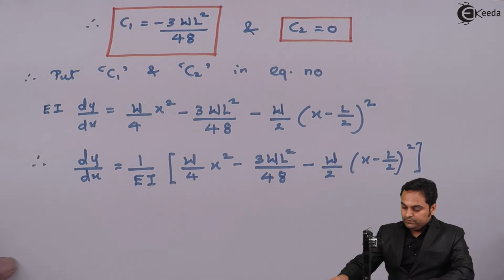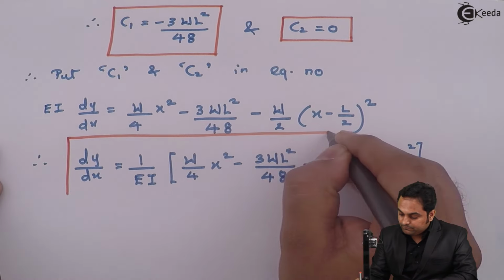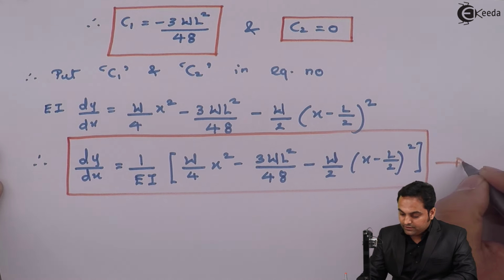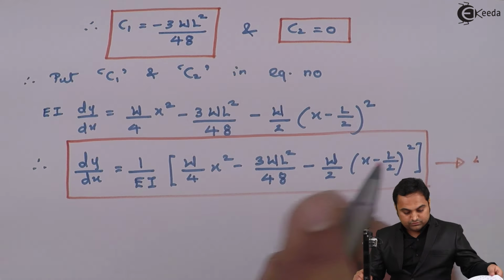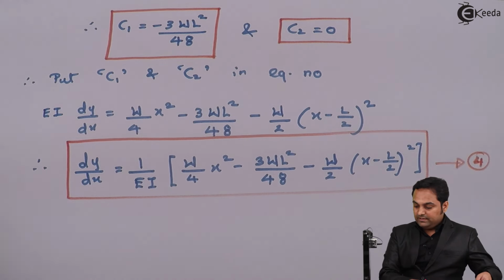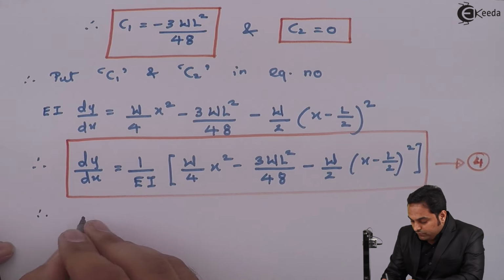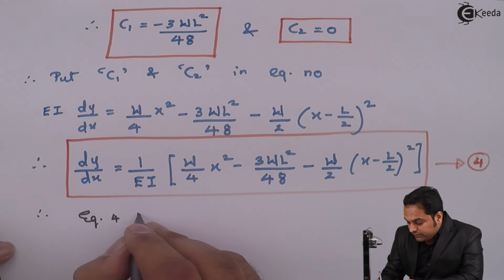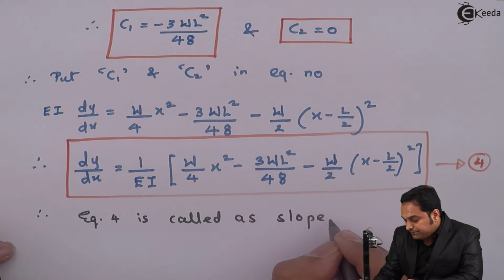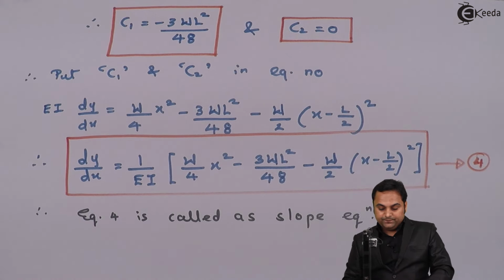Now this equation which I have got will be equation number 4 for us, and I'll say that therefore equation 4 is called the slope equation, and using this equation we can find the slope at any given point.